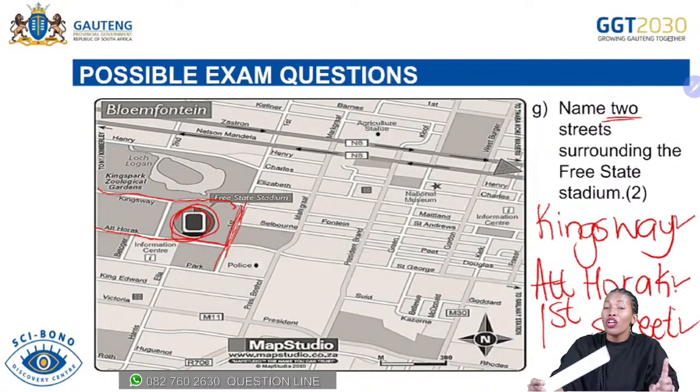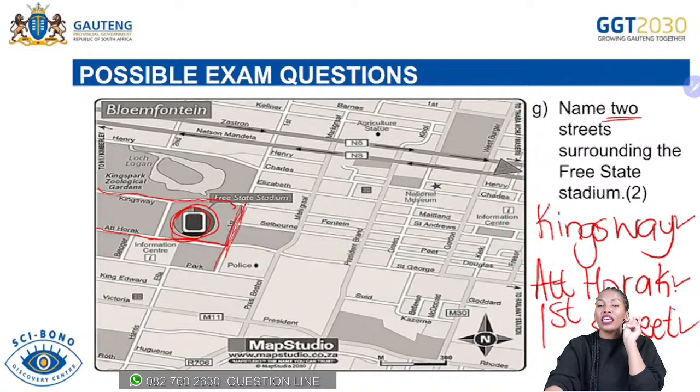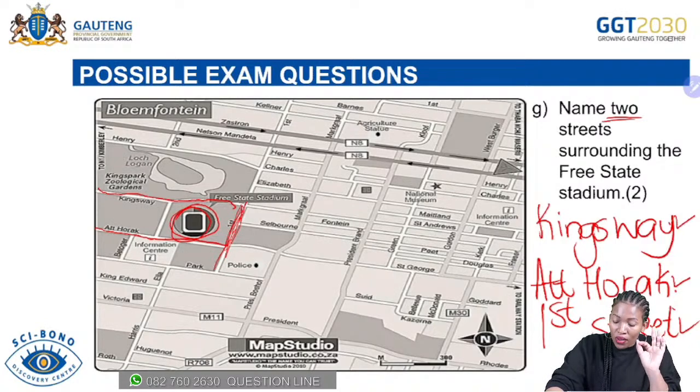Guys, in the exam, you follow the instructions. If they say you give 2, you give exactly 2. You don't provide an extra 1, 3. No. If they say 2 and then you give 3, we penalize you, minus 1 mark. So you follow the instruction. When they want 2, you give 2. When they want 1, you give 1. When they want 3, you give only 3.